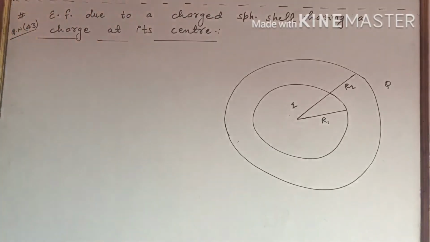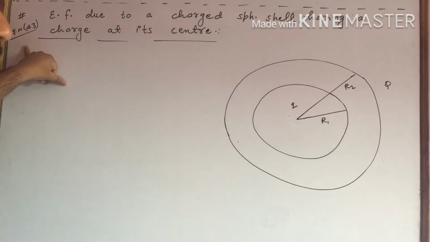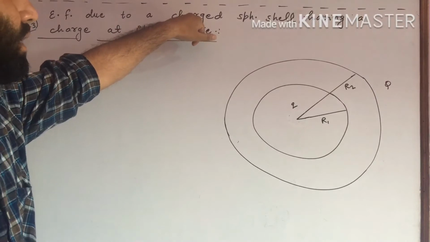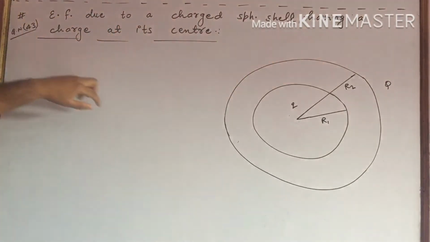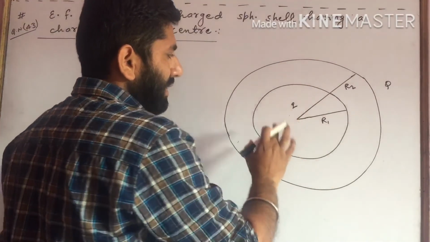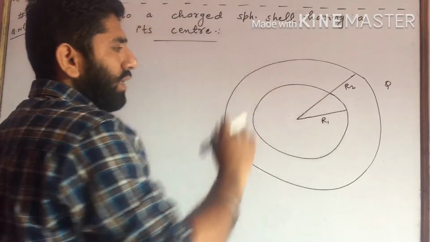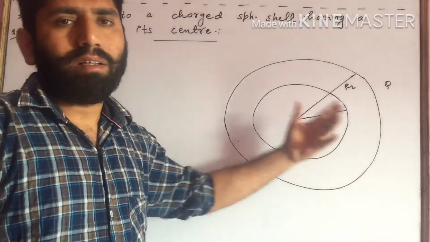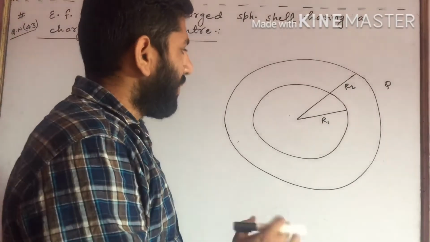Going to discuss question number 43 of the assignment which I gave you. So what we have to do, there is a spherical shell which is charged, and now it is having an additional charge at its center. So this is the case when there is no charge at the center. This case we have already done, when a spherical shell is charged, and to find out the electric field, that we have already done.